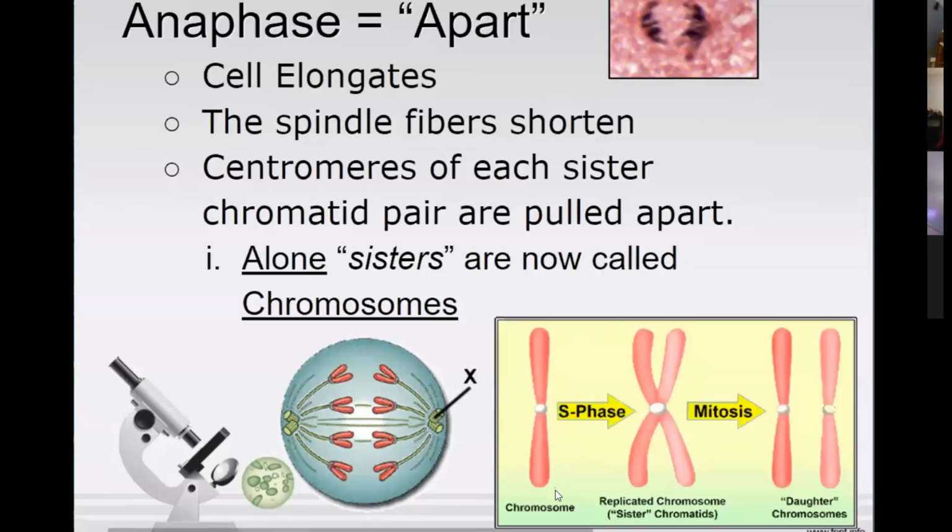Okay, so you have this chromosome. It made a copy and paired with its sister. And once pulled apart, each of these are once again considered chromosomes. Okay? Because that chromatid is more of a relationship.